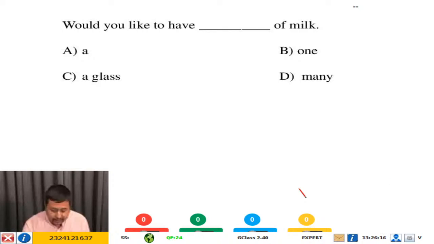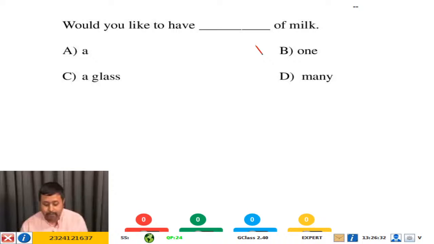All right then, time's up. Would you like to have a dash of milk? So the right answer would be what? Yes, you all have got it right. It cannot be a milk, one milk or many milk, right? It has to be a glass of milk, right?